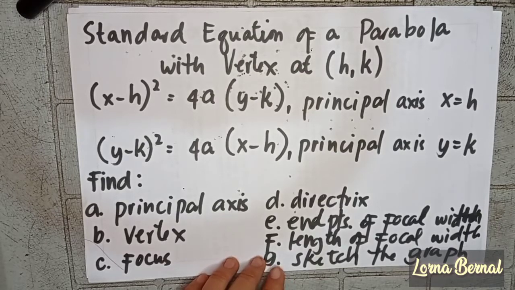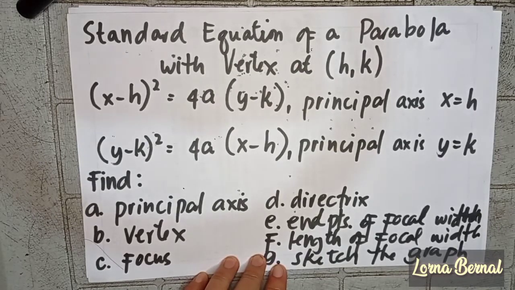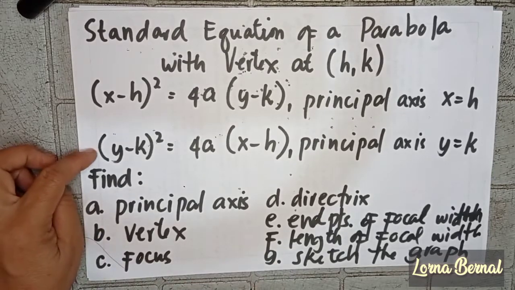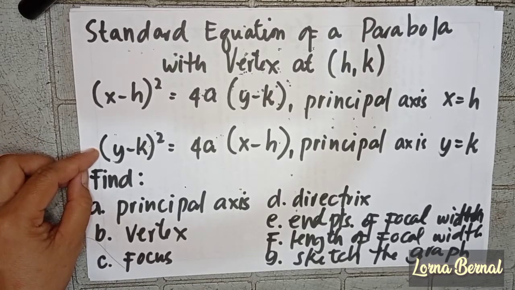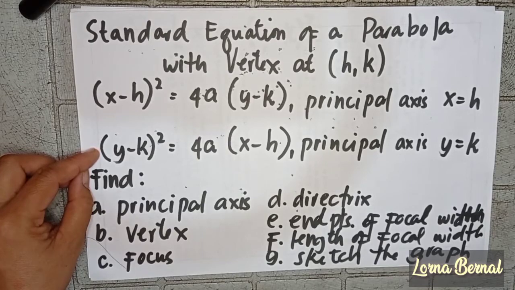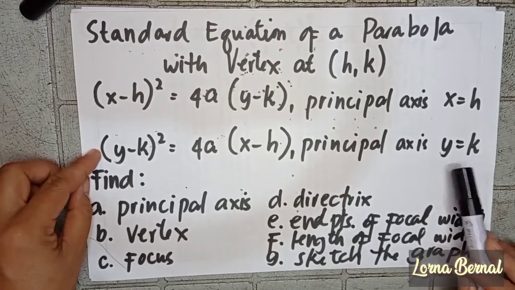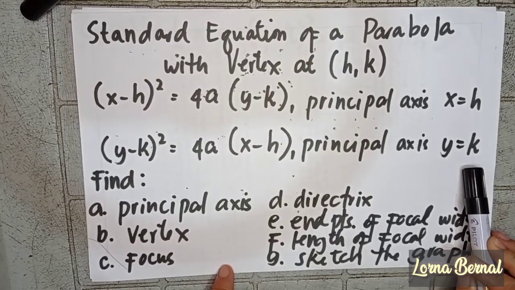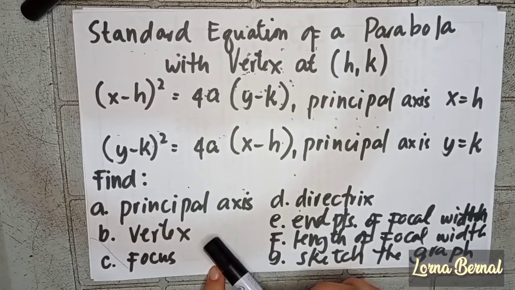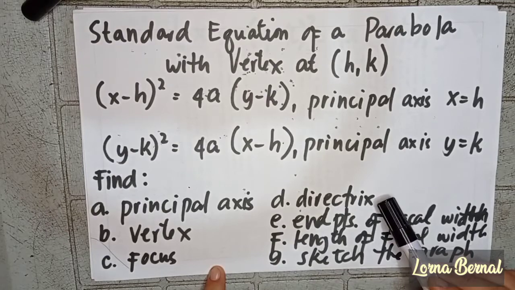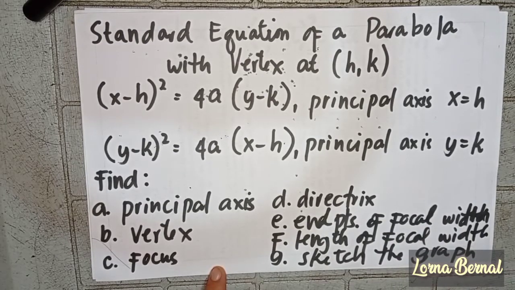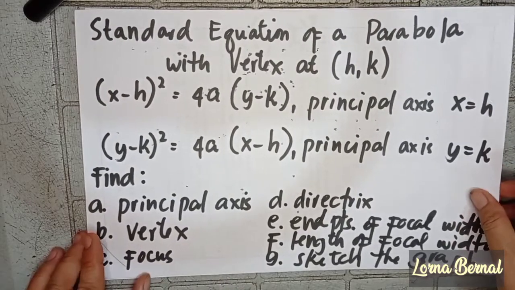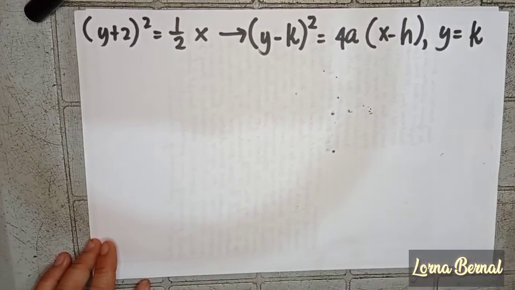Our next example would be finding the standard equation of a parabola with vertex at (h, k). So here now we have quantity y minus k squared equals 4a quantity x minus h, where the principal axis is y equals k. So still we will be finding the principal axis, vertex, focus, directrix, endpoints of focal width, length of focal width, and then sketch the graph. So here's our next example.